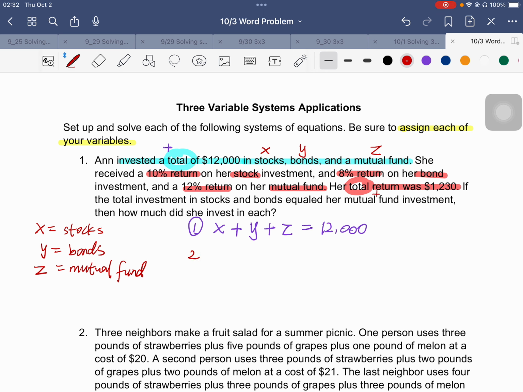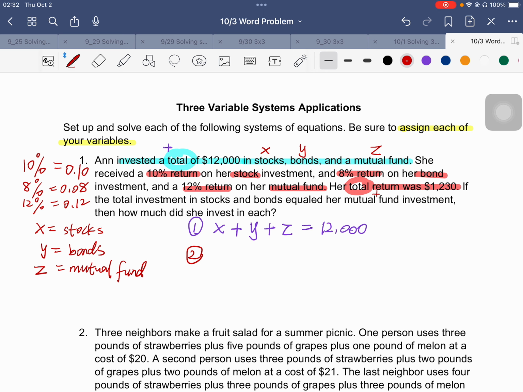Let's see, our equation 2 becomes 10% of the return. I can write 10% as 10 over 100, which is 0.10. That's my 10%. And the 8% is 0.08. 12% is 0.12.